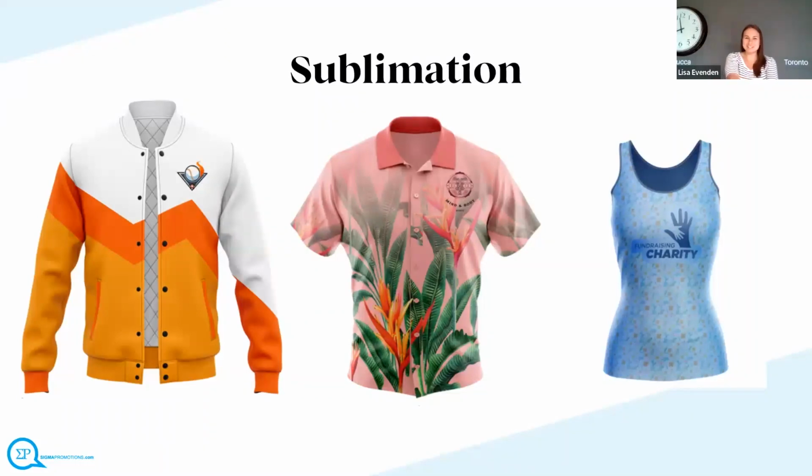Okay, so moving right along to sublimation. Sublimation has come a far way. We can incorporate so many different styles while having this sublimation decoration technique. So obviously we've got things like baseball jackets, Hawaiian shirts, tank tops. We do have t-shirts as well. We have different types of feels and fits of the fabric for the apparel that we can sublimate.